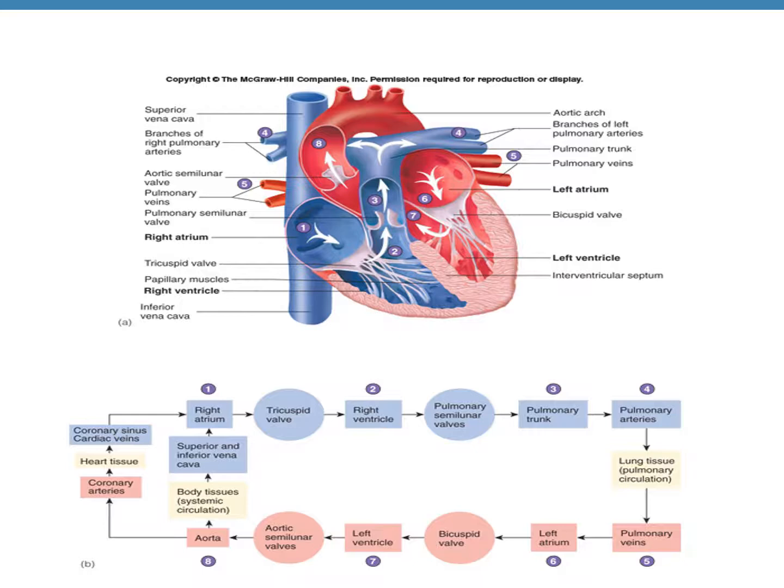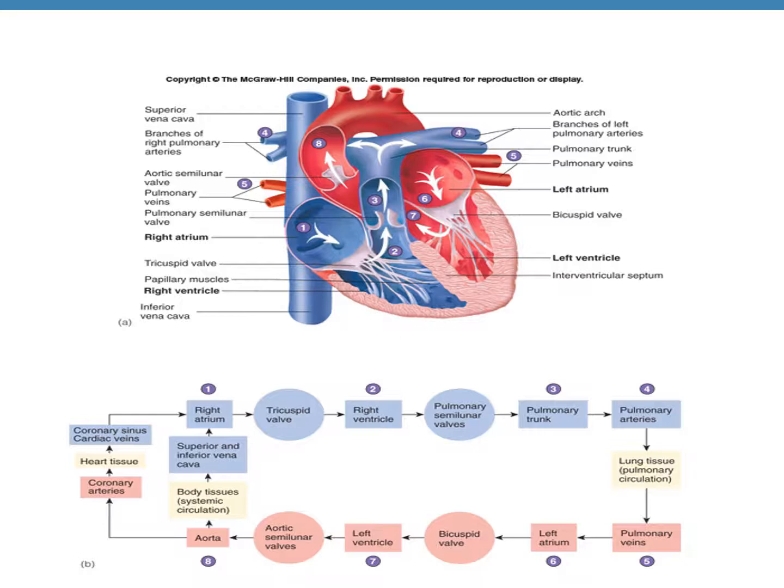From the right atrium, blood goes into the right ventricle through the tricuspid valve. So the tricuspid valve has to be open to allow the blood to move. From the right ventricle, when the right ventricle contracts, blood would flow out into the pulmonary trunk through the pulmonary semilunar valves.